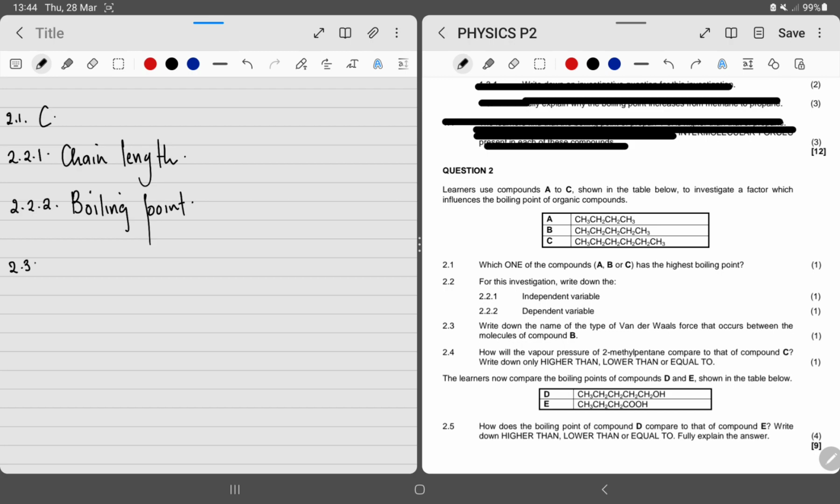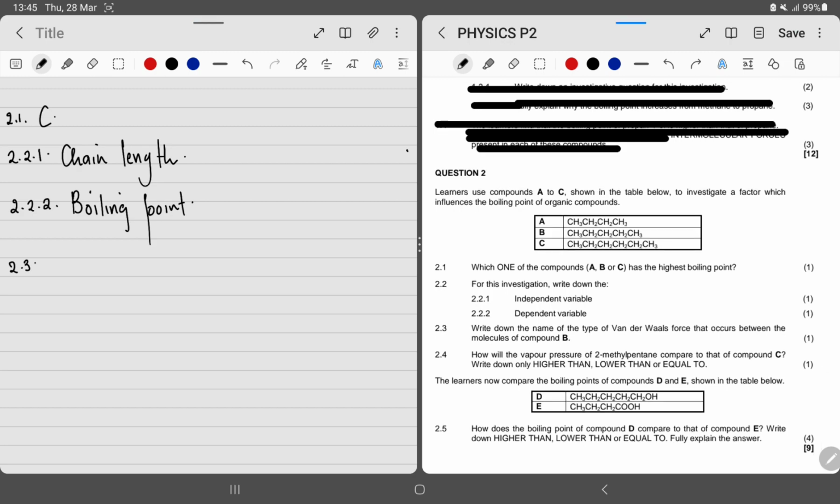2.3. Write down the type of van der Waals forces that occurs between the molecules of compound B. Okay, so this is going to be the London forces. It's the London dispersion forces.